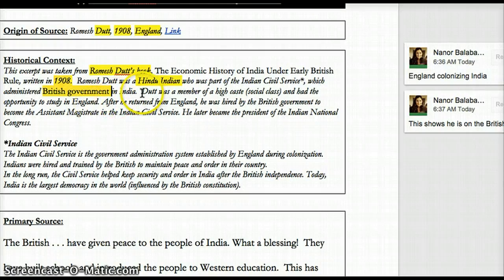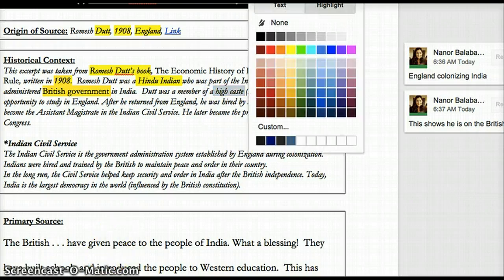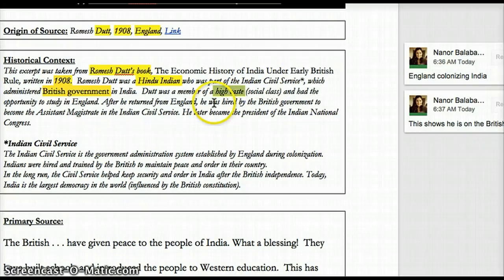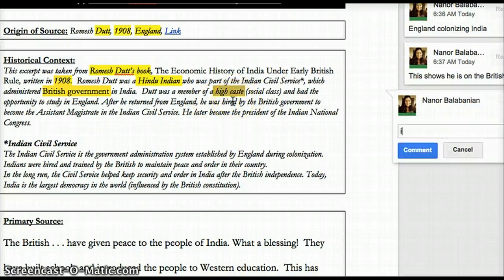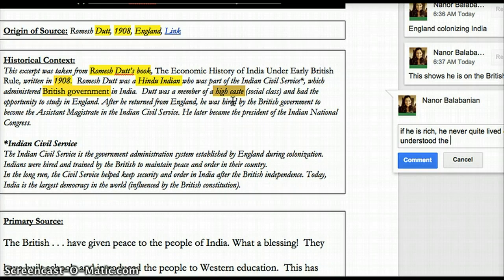It's important. Dutt was a member of a high caste. Oh, that's important too. He's a member of the high society, which means if he is rich, then maybe how is this going to affect him? Let's think about it for a second. If a person is born generally rich, do they know what the poor people are going through? Probably not. So that's going to affect how he looks at this whole issue. He's probably going to say, oh, India is okay. If he is rich, he never quite lived or understood the poor perspective.